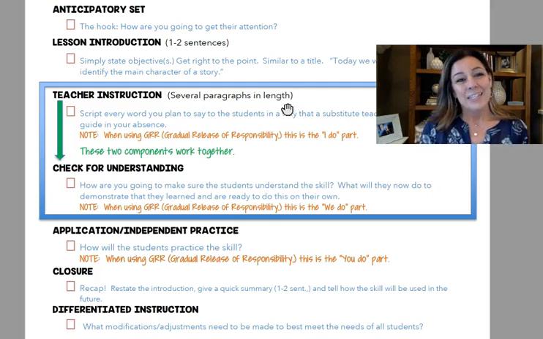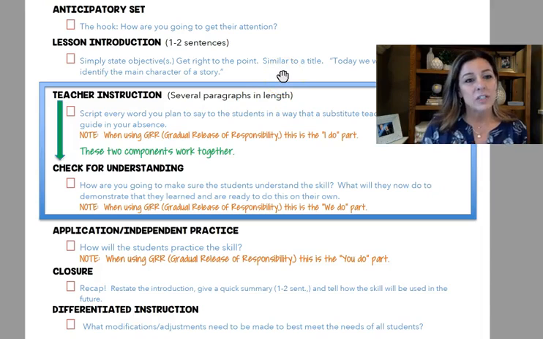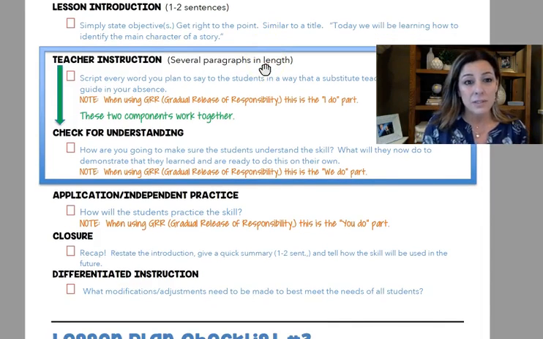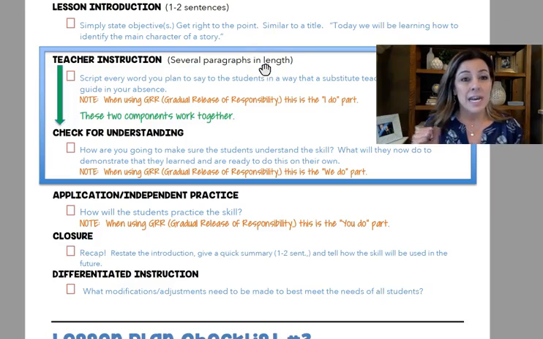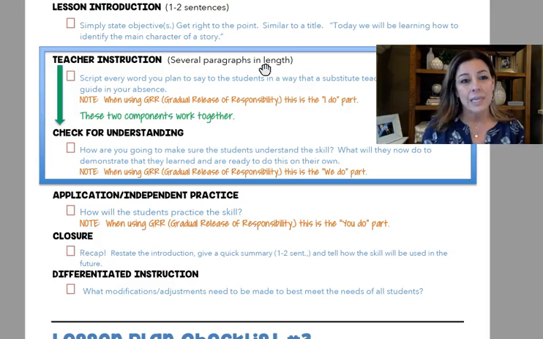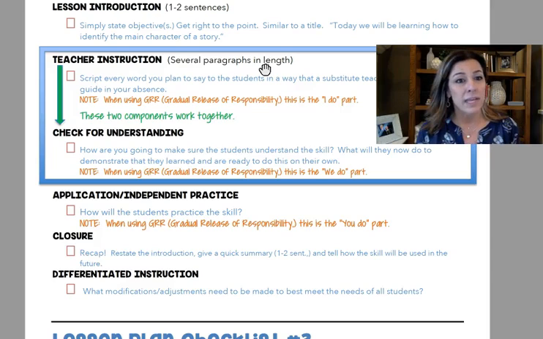All right, the next part is the introduction. The introduction is just short and sweet. This is where the teacher simply states the objectives and tells the students what they're about to learn. The teacher is, during this part, to get right to the point. It's similar to a title where you're just saying, today we will be learning how to whatever it is. So in this case, today we will be learning how to identify the main character of a story.